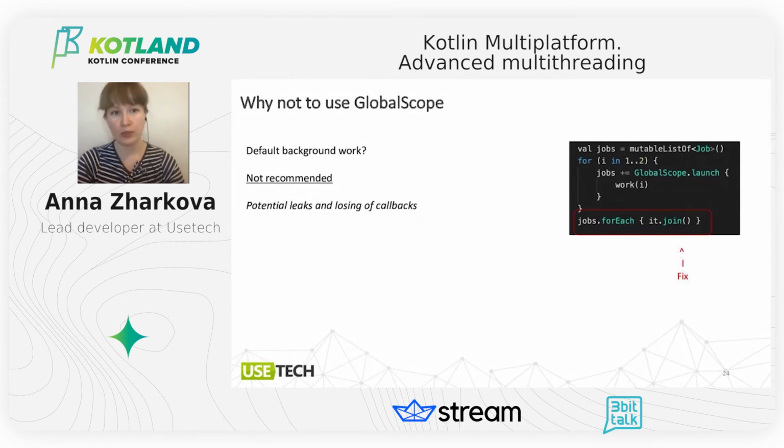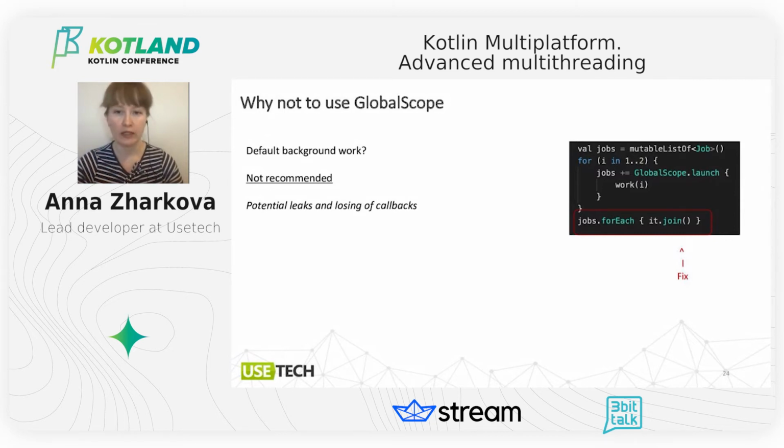Also, we can use global scope. Yes, it seems that global scope is implemented for default background working, but it is not recommended at all because it is a global scope, it is global coroutines, and basically we cannot inspect or observe the life cycle of every job in global scope because it is not bound to any particular job. That's why we can use such a fix.